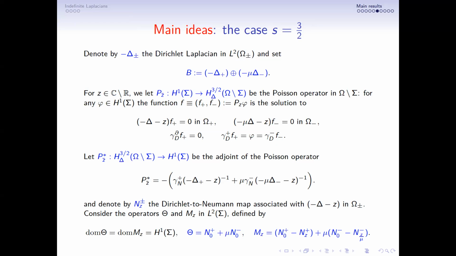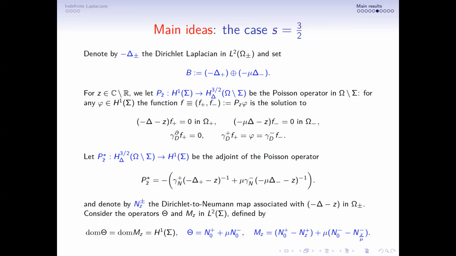Then for z outside of the real axis, we define the Poisson operator associated to this problem. So our Poisson operator solves this problem. Then, the adjoint of this Poisson operator is given exactly by this formula.